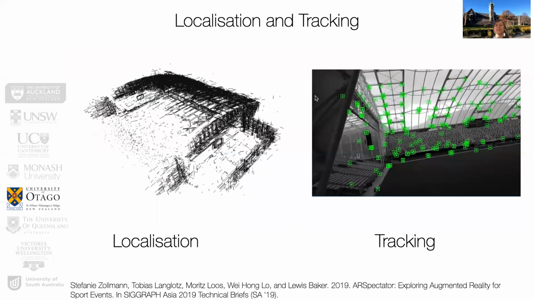The first aspect is we need to figure out where the user is initially. So if somebody is just going to the stadium and they take out their phones or set up their headphone displays, the first thing you need to figure out is where those people are. This is the localization part, and then we have the tracking part. Once you figure out where they are, you still need information that tells you where they're now moving to, to have a smooth user experience.